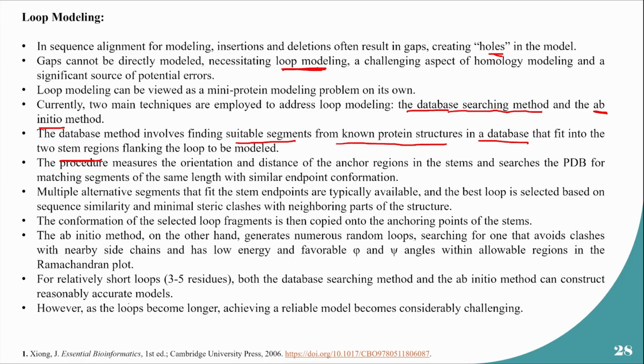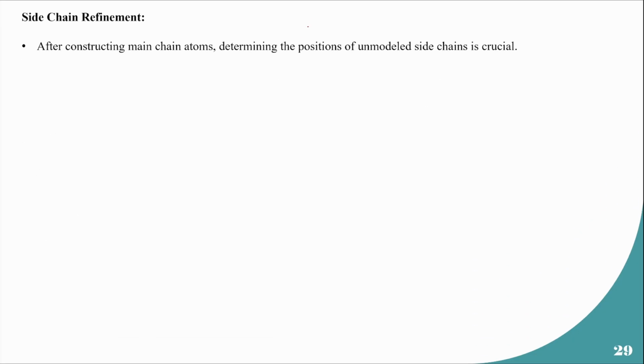So that is basically mentioned here. For relatively short loop regions or short missing residue regions, for example, 3 to 5 residues missing, you can apply both database searching and ab initio. Both of them can construct reasonably accurate models. If the loop becomes longer, achieving a reliable model is considerably challenging. If you proceed with the ab initio calculation, that will also take a lot of computational resources. So that has to be taken into consideration as well.